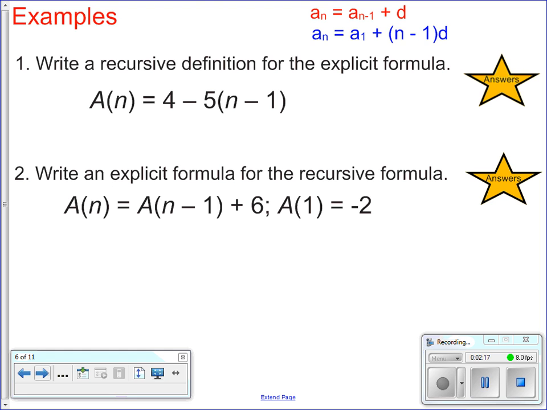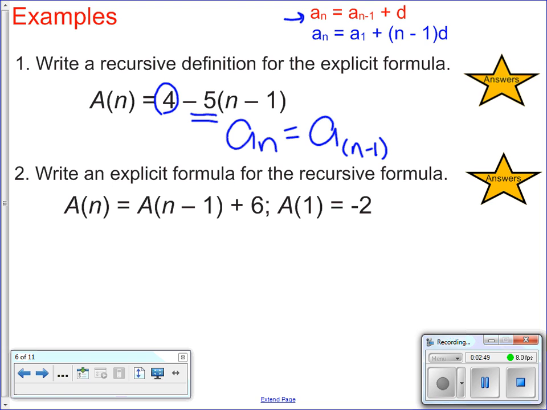First examples. The first one says, write a recursive definition for the explicit formula. So it's asking you to take it from the explicit formula to the recursive formula. The recursive formula is the one up here in the red. From the explicit, I can see that this is my first term, and this is my common difference. So when I write my recursive formula, it will be a_n equals a_(n-1), and all I have to plug in is minus 5.